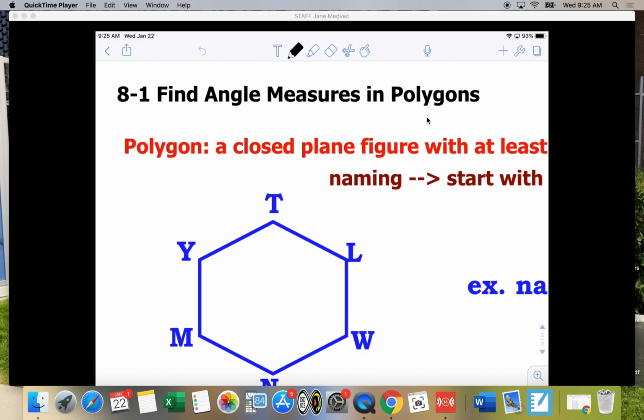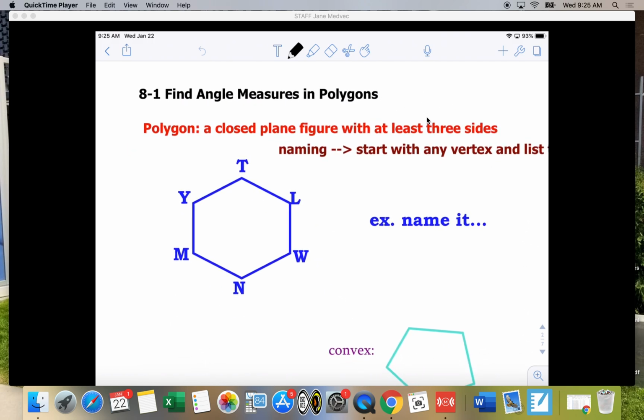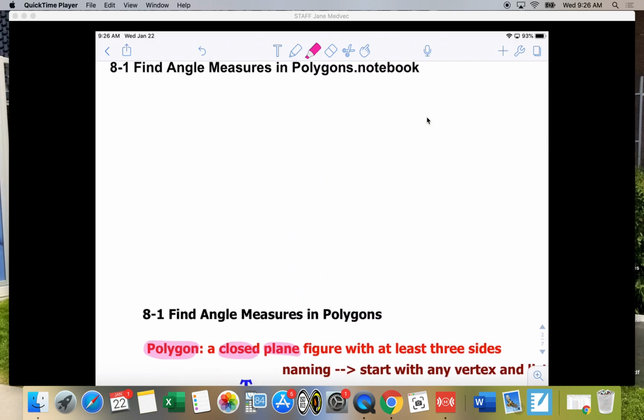All right? So first of all, let's take a look at the definition of a polygon. A polygon is a closed plane figure with at least 3 sides. And you go, oh my gosh, I have no idea what she's talking about. Okay, let's take a look at it. First of all, it's a closed plane figure. This is what it means. If I have the figure, it's going to be closed.